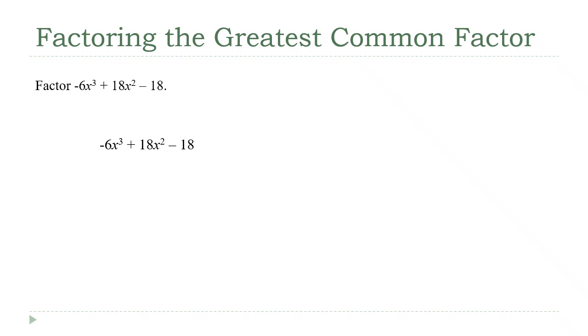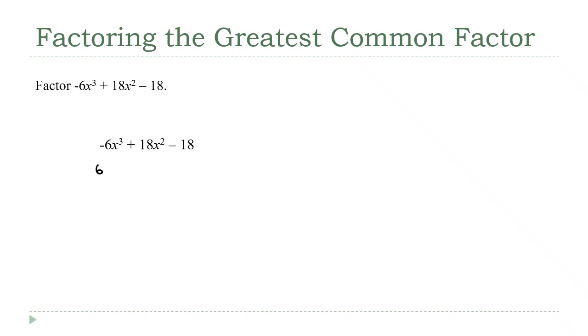So to do that, first thing I notice is that there is no variable that all three terms have in common. The first two have an x, the third one has no variable at all. So I'm not going to be able to factor a variable out of this. All I'm going to be able to do is focus on the numbers. If we look at those, we've got negative 6, 18, and negative 18. Greatest common factor of those is going to be 6. I'm going to do positive 6 here. Excuse me, positive 6. So let's rewrite it that way.